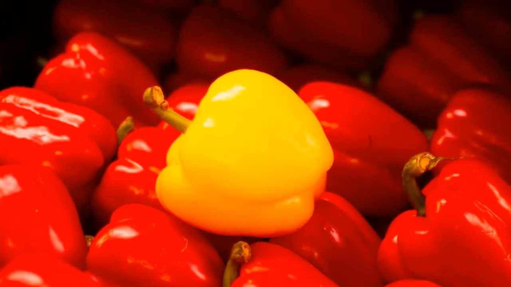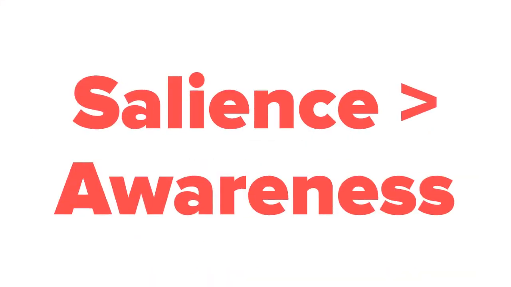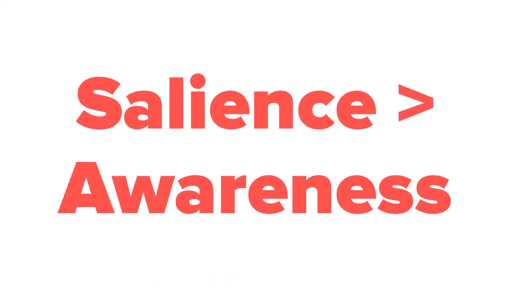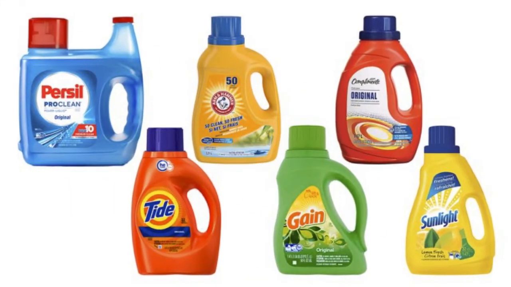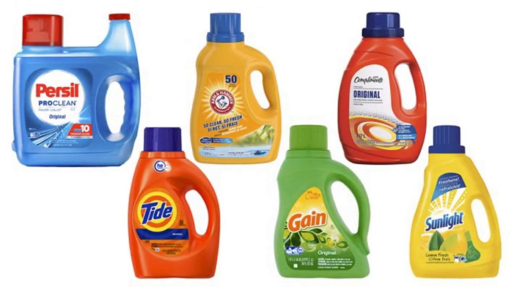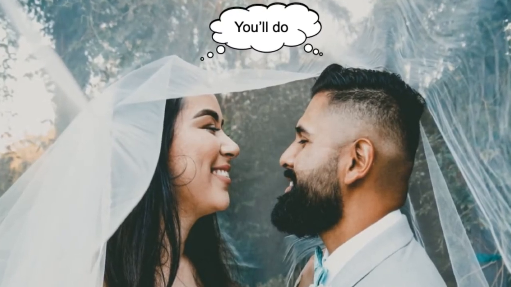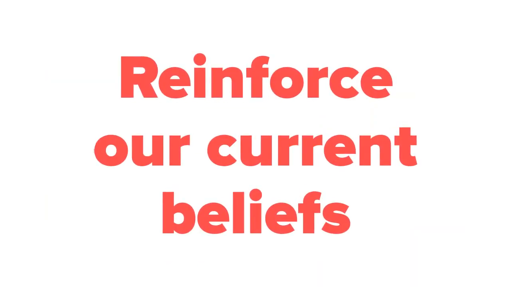Salience is the idea that the brand will come to mind in relevant choice situations. Salience is much more than awareness. It means I know these brands, and I know what they're all about, and I trust that they can do the job, and I'll buy any one of them. When it comes to brands, we'll settle for good enough. When you look at most ads, they mostly serve to reinforce our current beliefs about the brand.